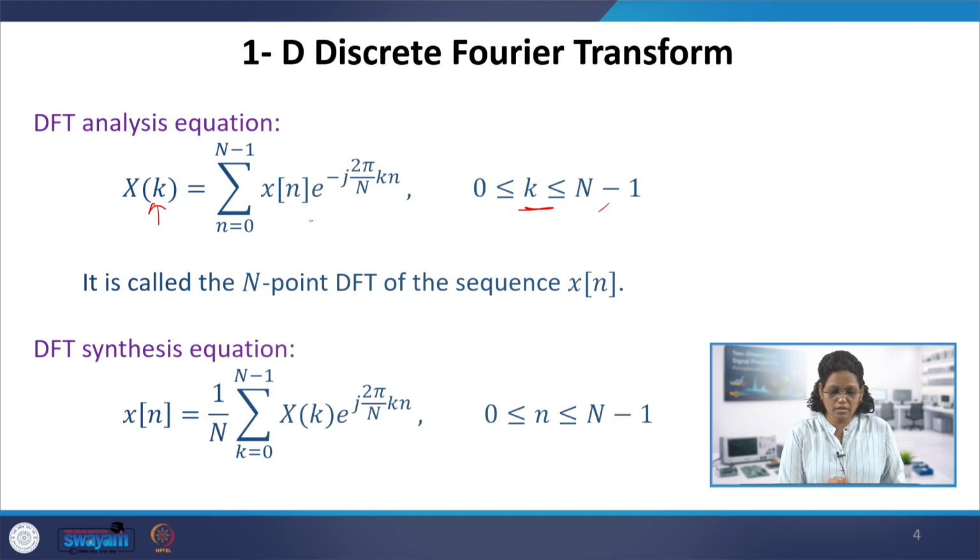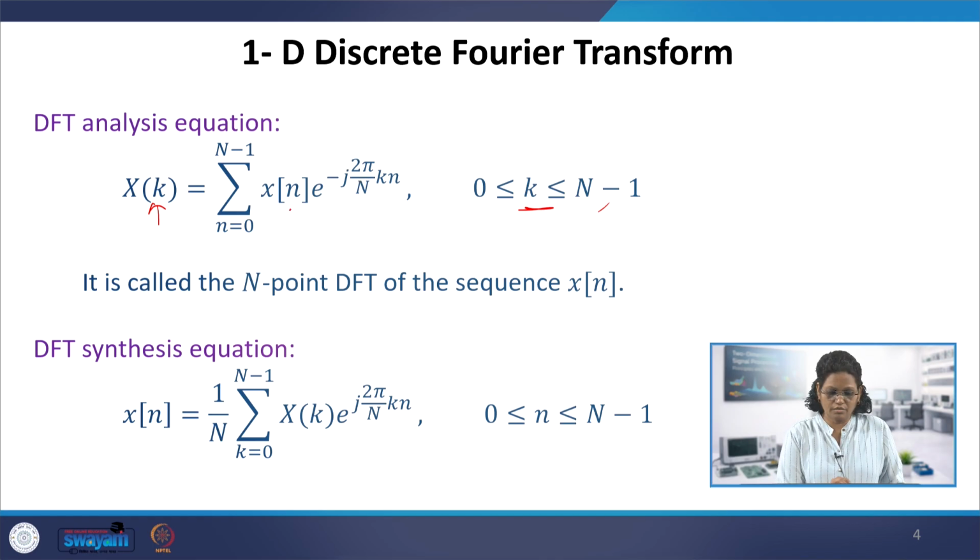What we do here is that x of n is known. In that x of n, we take the basis function and expand it as cos 2 pi k n by N minus j sin 2 pi k n by N. If we write it so, x of n with cos and x of n with sin are correlated, finding the similarity between x of n and cos 2 pi k n by N, and the similarity between x of n and sin 2 pi k n by N.